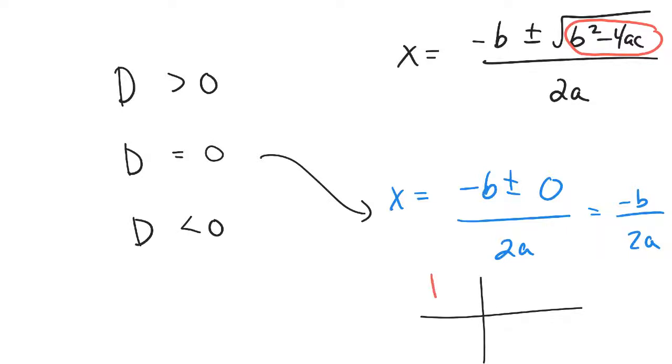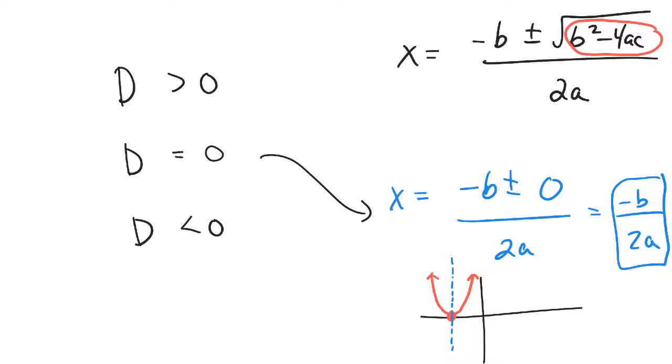Yes, it is tangent to the x-axis. It literally touches the x-axis in one location. Now, the reasoning behind this: the formula becomes negative b over 2a, which is the same location the axis of symmetry goes through. So it's not a coincidence that when you have a zero discriminant, you get negative b over 2a as your root, but also as your axis of symmetry, because the axis of symmetry goes through the root in this case. So that's the one case when the discriminant equals zero.